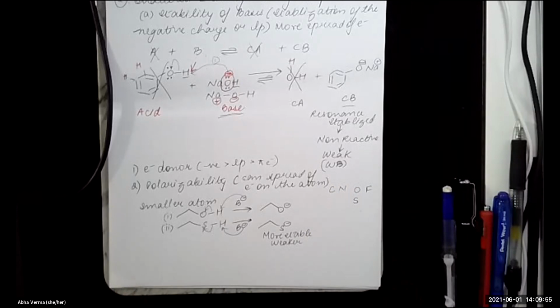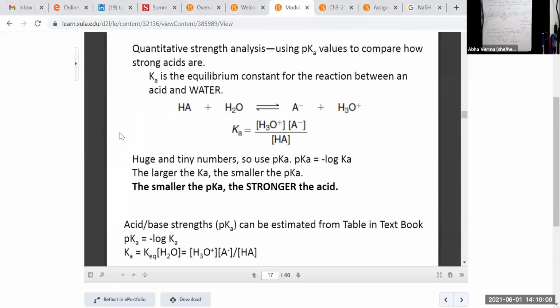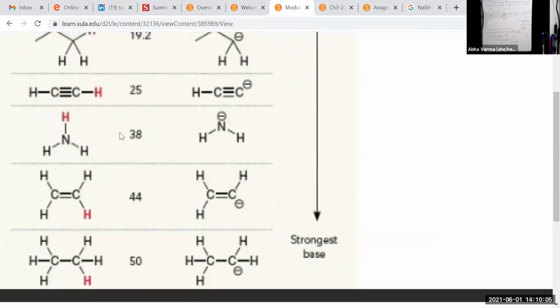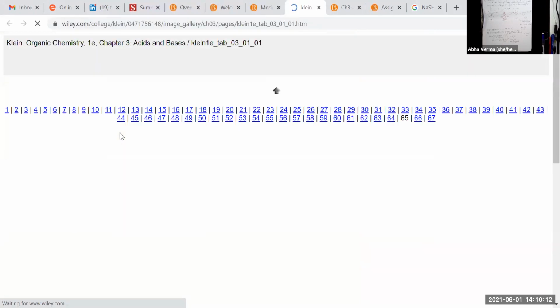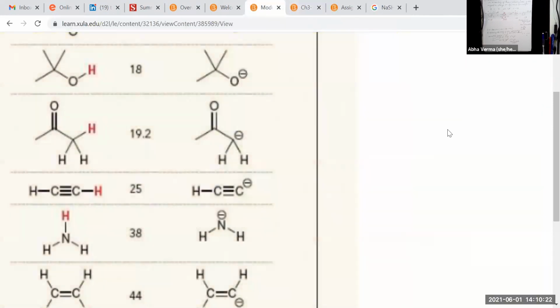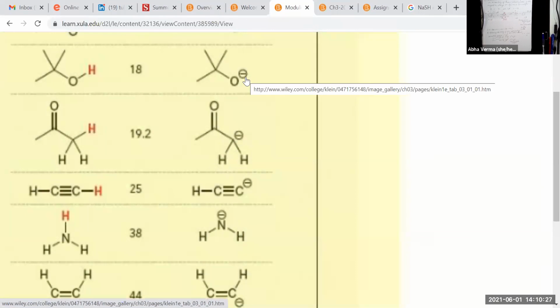If you remember, we just saw our pKa values. We have a C negative and then we have an N negative. C is the smaller atom, N is a larger atom, and oxygen is a larger atom than nitrogen also.